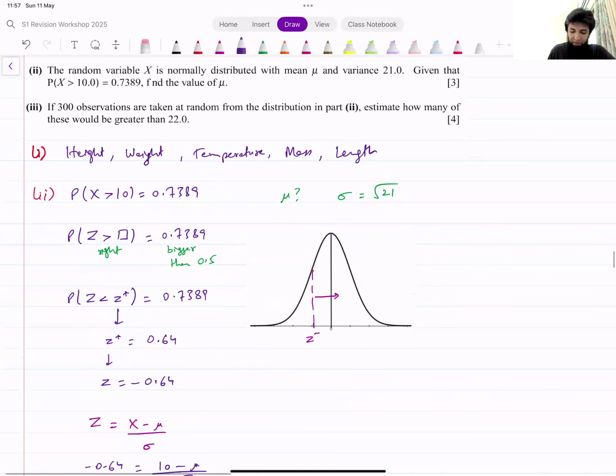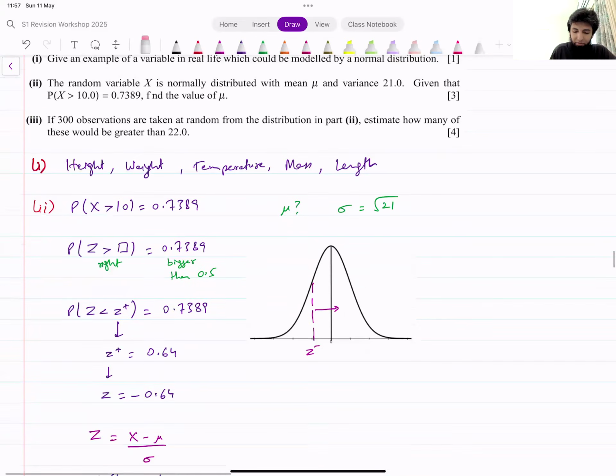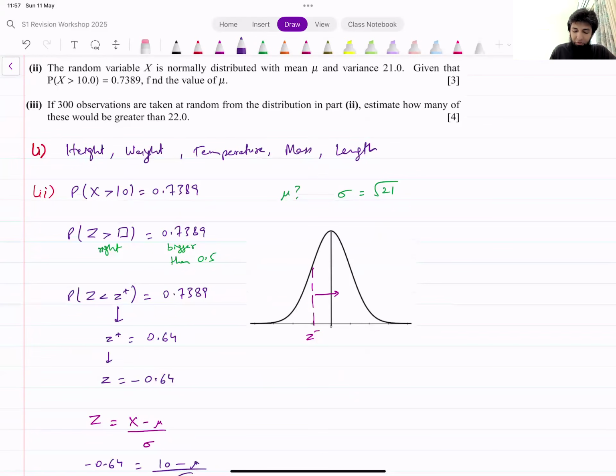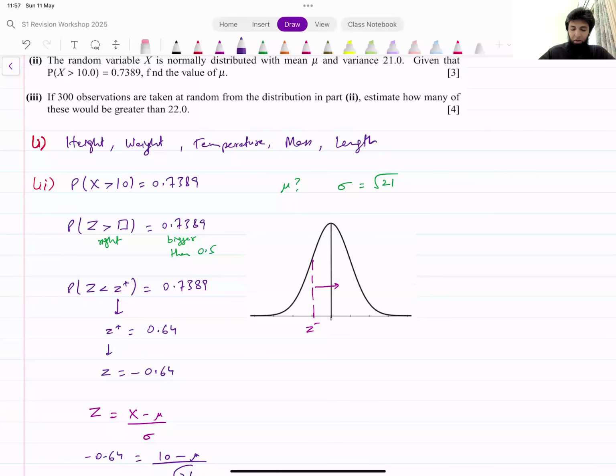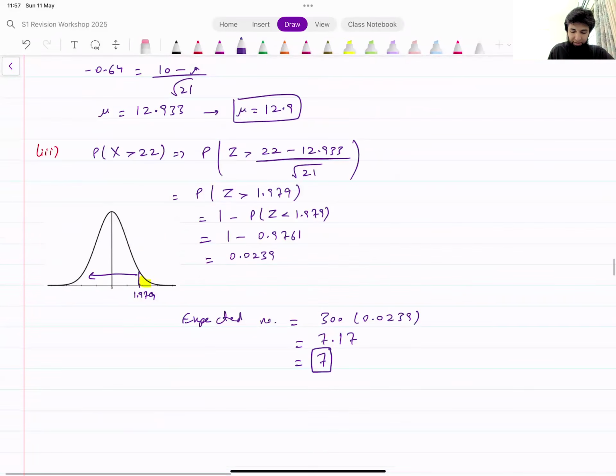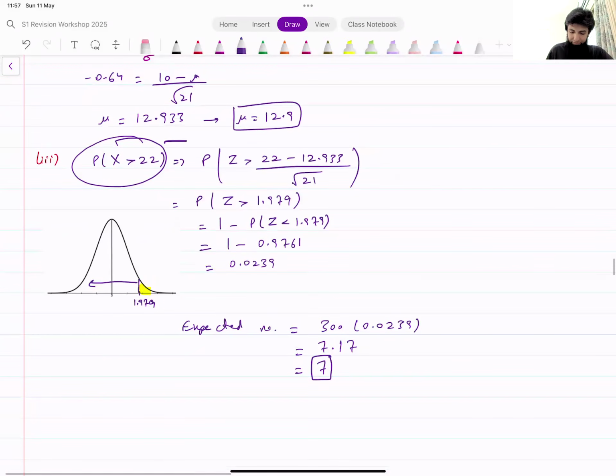Now, sometimes they want you to find the expected value of something. For example, they're saying if 300 observations are taken at random from the distribution in part 2, estimate how many of these would be greater than 22. How do you approach these problems? First of all, find the probability of one observation being greater than 22. You find that using simple normal distribution: probability of x greater than 22, convert that to z, and find that probability.